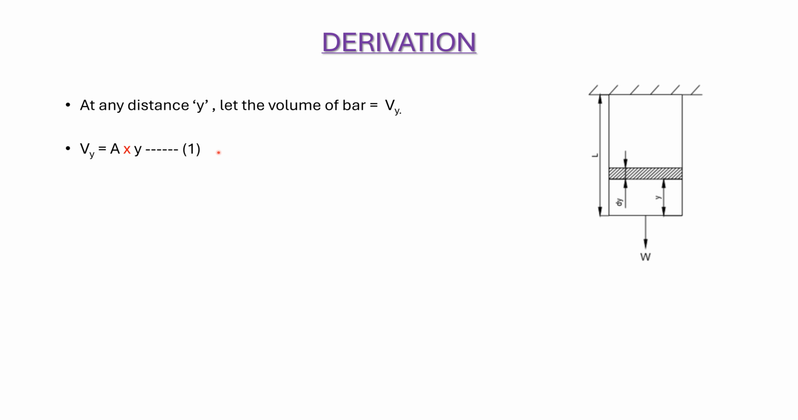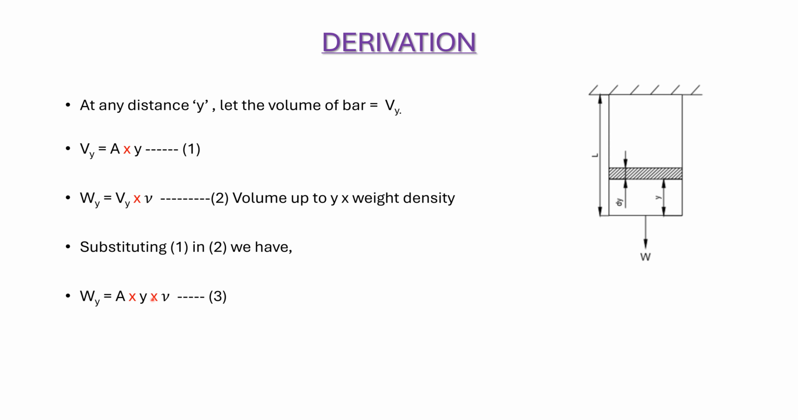I will call this equation number 1, where A is the cross-sectional area which is constant in our case since this is a prismatic bar, and y is nothing but this depth that we have considered here. Now we have the volume. Using this, we will calculate the weight below this section by taking the product of volume and nu. Nu is nothing but the weight density of the material. Now we have both weight and volume. I'll substitute equation number 1 in equation number 2.